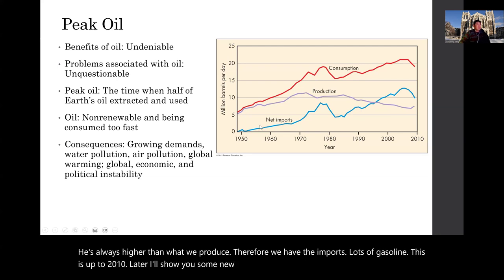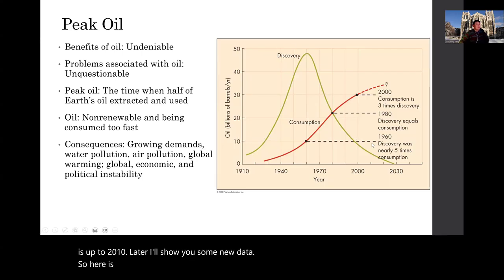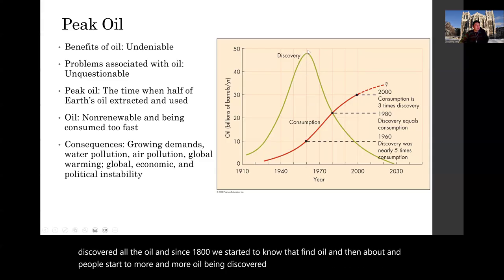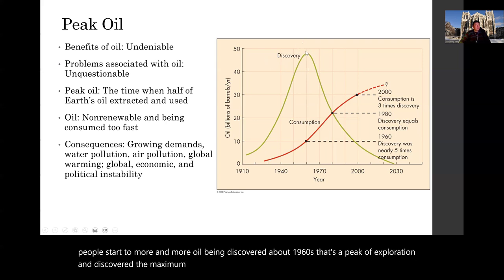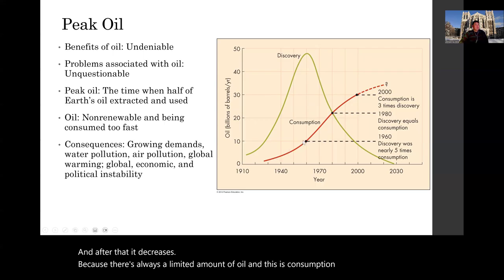Okay, so here is the concept, which is the comparison of the discovery, which is the exploration. We discovered oil; since 1800 we started to find oil, and more and more oil was being discovered until about the 1960s. That's the peak of exploration, where we discovered the maximum amount of oil. Then after that it decreases, because there's always a limited amount of oil. And this is consumption. Consumption increases.